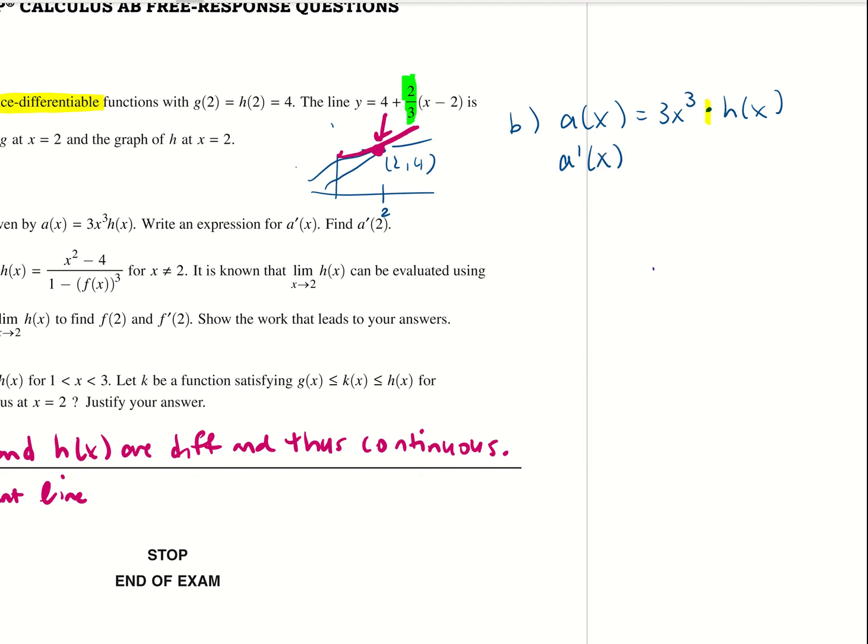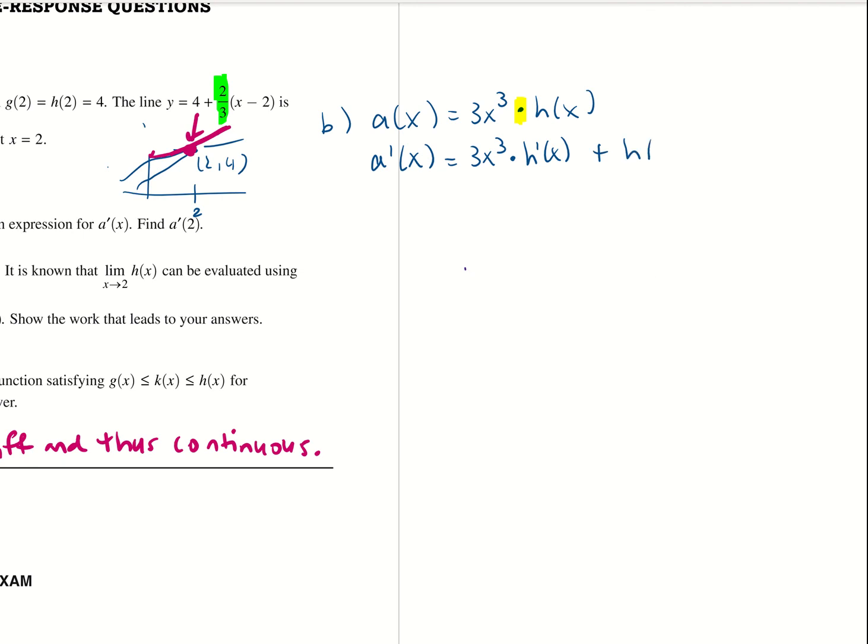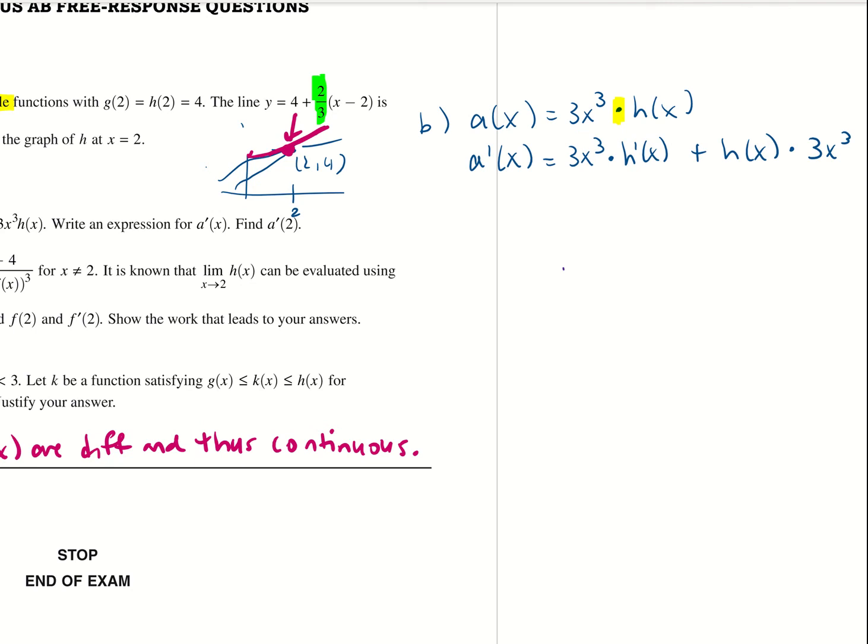I intentionally drew this here just to help me recognize the product rule. So I'll do the first times the derivative of the second plus the second times the derivative of the first. So there's my expression for a prime of x. I also want to find a prime of 2. So let me just rewrite this. This would be, let's see, 2 cubed is 8 times 3 is 24.